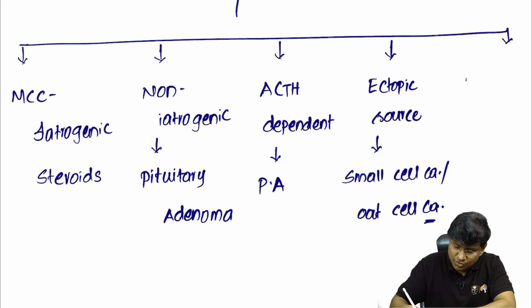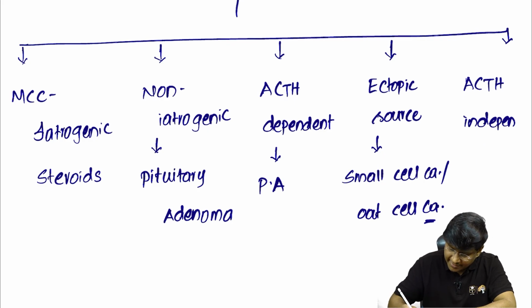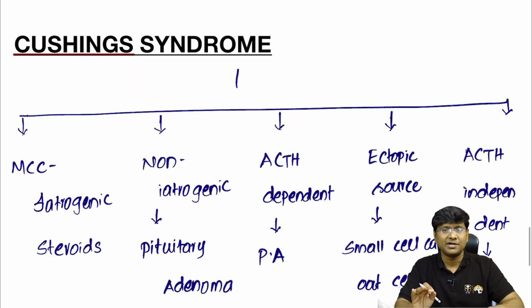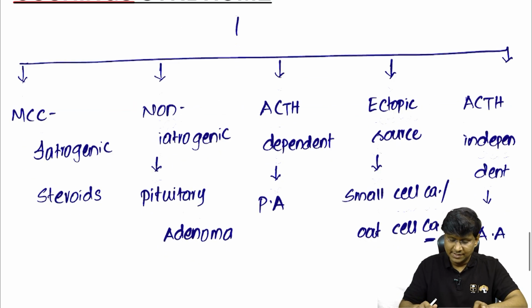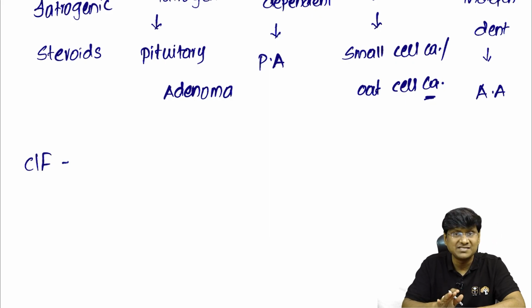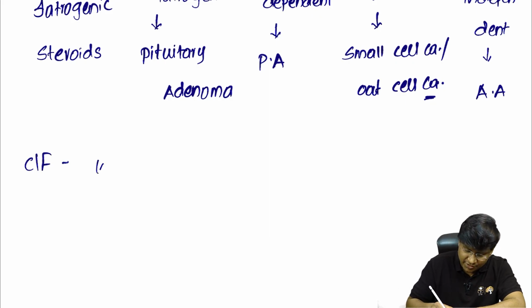Then what is the most common cause for the ACTH independent type of Cushing's? That includes the adrenal adenoma. So these are all the important etiologies causing the Cushing's. Now you need to be aware of the clinical features in Cushing's. What is the earliest clinical manifestation in the Cushing's?